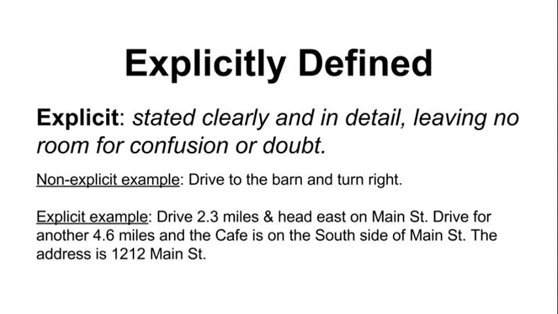An explicitly defined example would be that you're to drive 2.3 miles north, head east on Main Street, then drive for another 4.6 miles, and the cafe is on the south side or right side of Main Street. The address is 1212 Main Street. Expect that if you're driving between the hours of 3 and 5 p.m., traffic is going to be rather slow, and that you should allow for at least another 15-20 minutes to drive, etc., etc., etc.